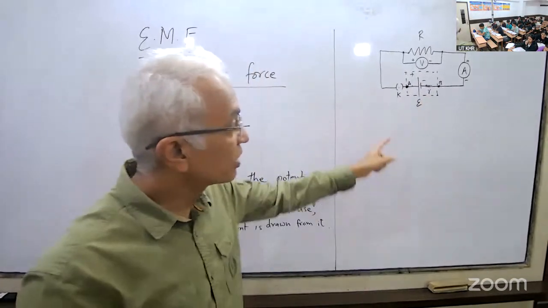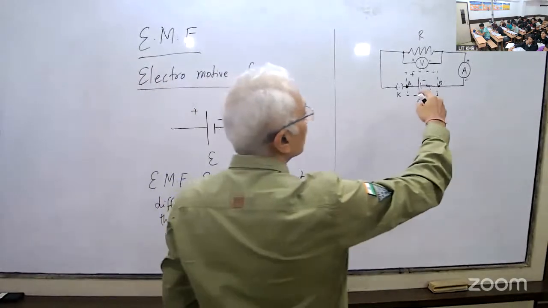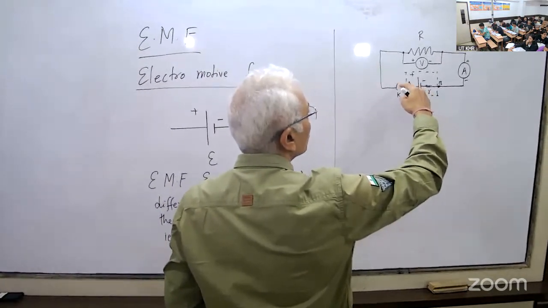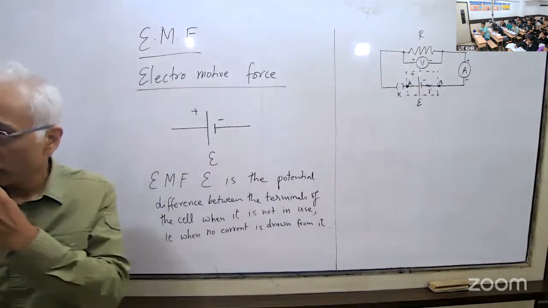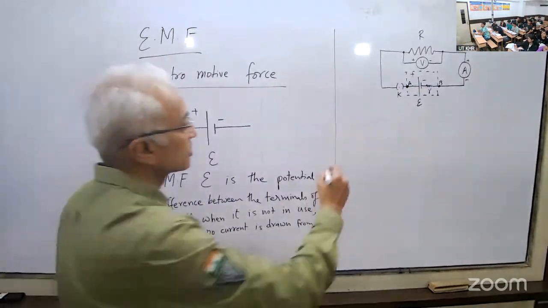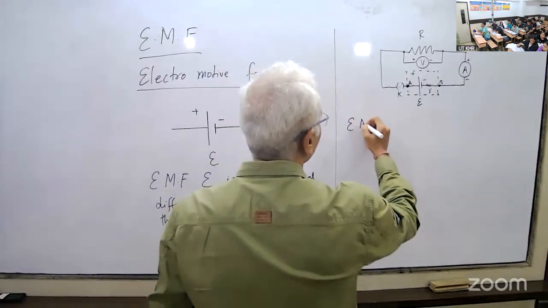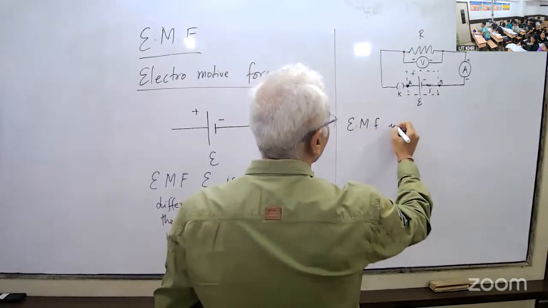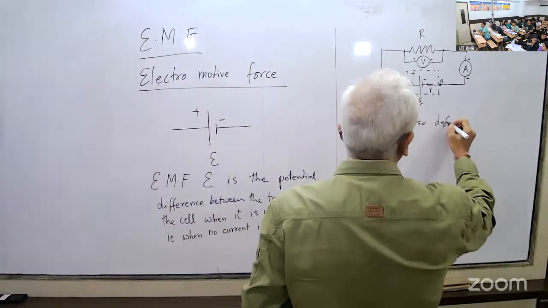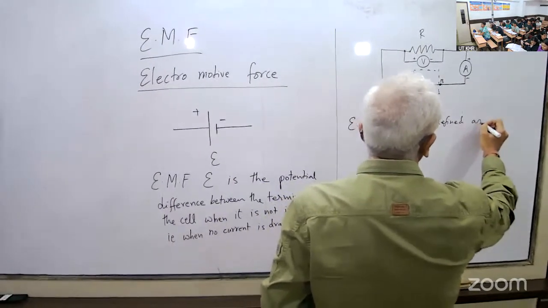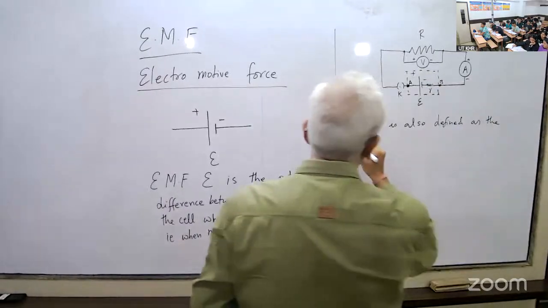So what is EMF? It is the work done in taking the unit positive charge from A to A, the full circuit. So EMF is also defined as work done.